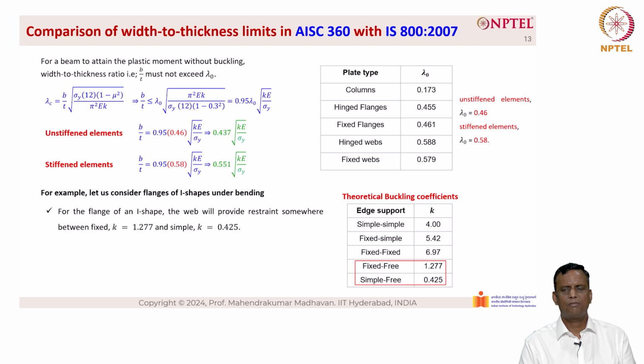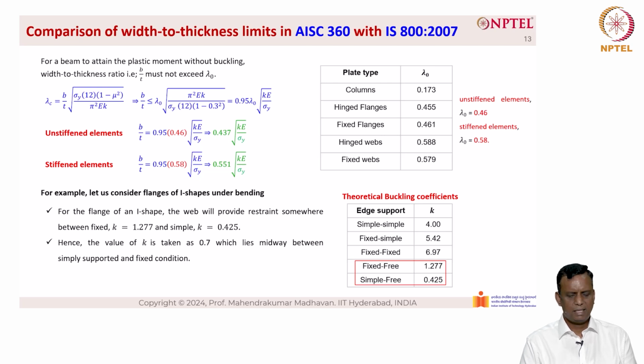Now, here we are focused only on fixed free conditions as well as simple free conditions. The value ranges between 0.425 to 1.277. Hence, the value of K is taken as 0.7, which basically lies midway between simply supported and fixed conditions. When we substitute 0.7, we have b/t equal to 0.437 into root of 0.7 into E divided by Fy, which gives the value of 0.37 into root of E by Fy.